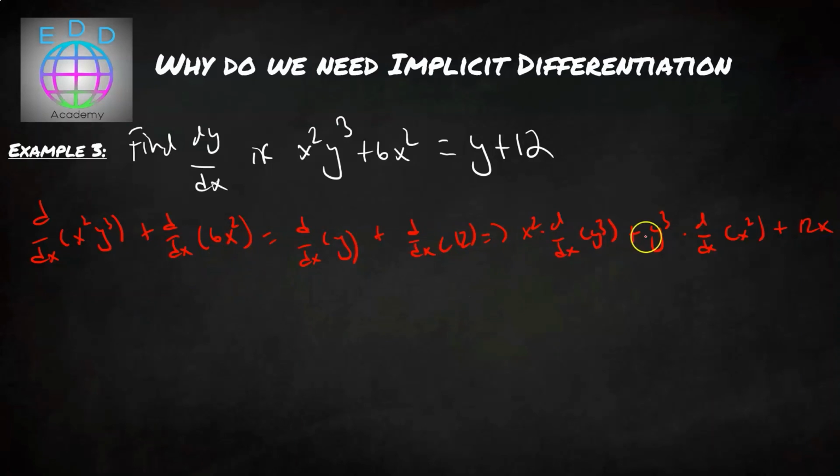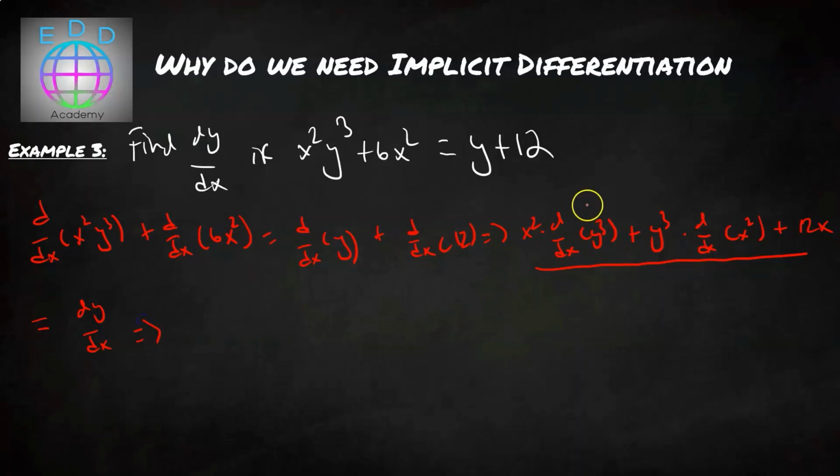the left-hand side here. And this entire thing equals the derivative of y, which is just 1, but because it's a y term, we have that dy dx term slapped onto it. So dy dx plus the derivative of 12, but 12 is just a constant, so its derivative is 0.